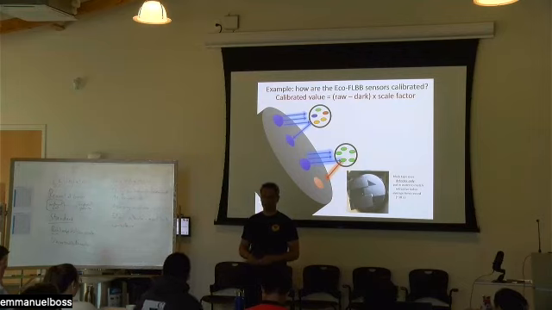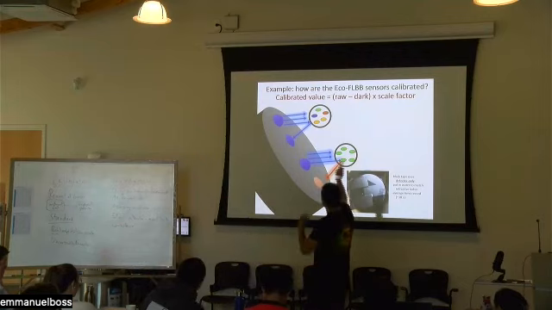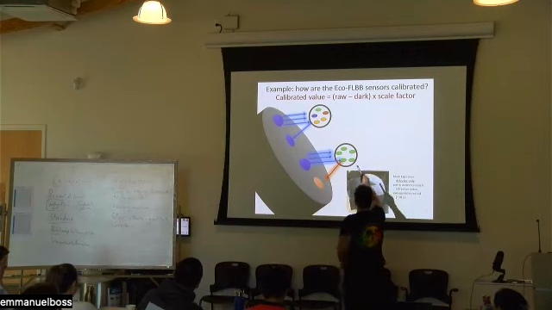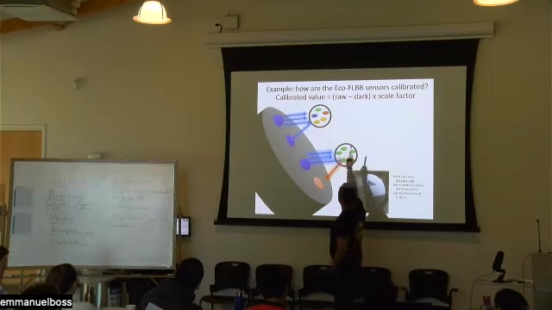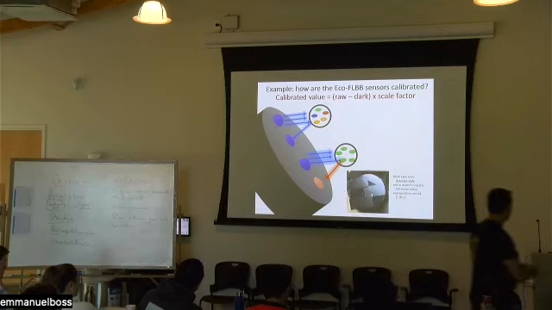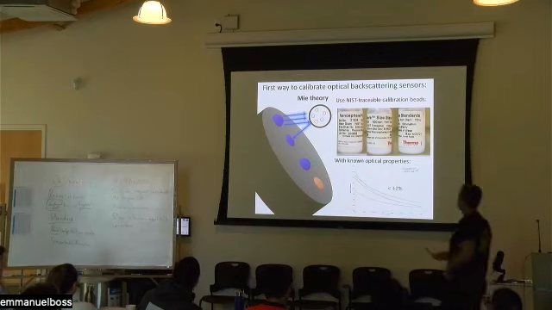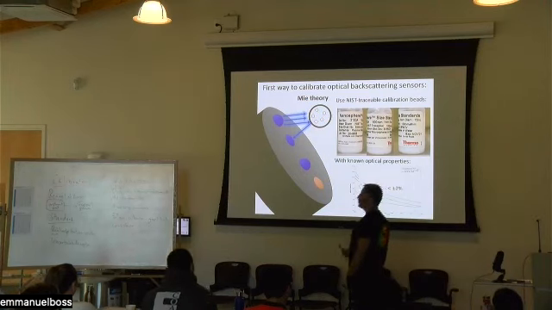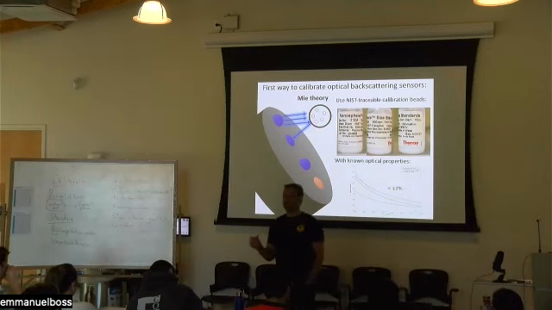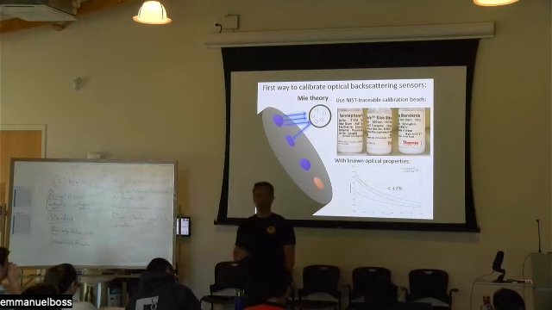So the calibrated value is going to be raw minus dark, and then there's a scale factor. Now I'm going to talk about how we get the scale factor. That's the calibration procedure. Typically, this is one of the ways the ECO sensors are calibrated, using NIST traceable beads. Here I give you an example of what's written on the bottom of those beads.